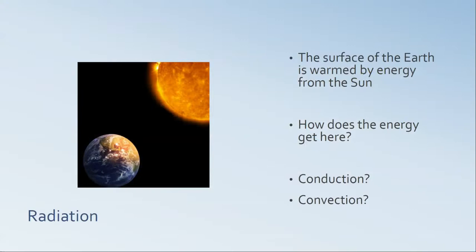We just said in the previous slide that the surface of the Earth is warmed by energy from the sun. But how does that energy get from the sun to us? Is it by conduction? Well, no, because the sun isn't touching the Earth. Is it by convection? Well, no, again, because there's a vacuum of space between the Earth and the sun, so there's no fluid to be set in motion.